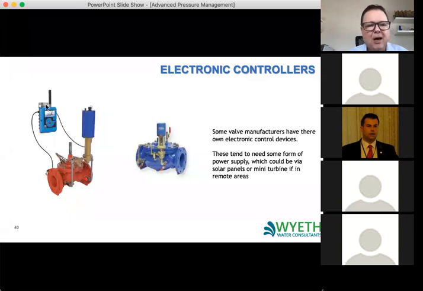And then they have their own electronic devices that can actually control how much the motor turns or what the downstream pressure is, dependent on flow. So they would need to be monitoring flow through the valve. And as flow changes, they would change the pressure downstream.